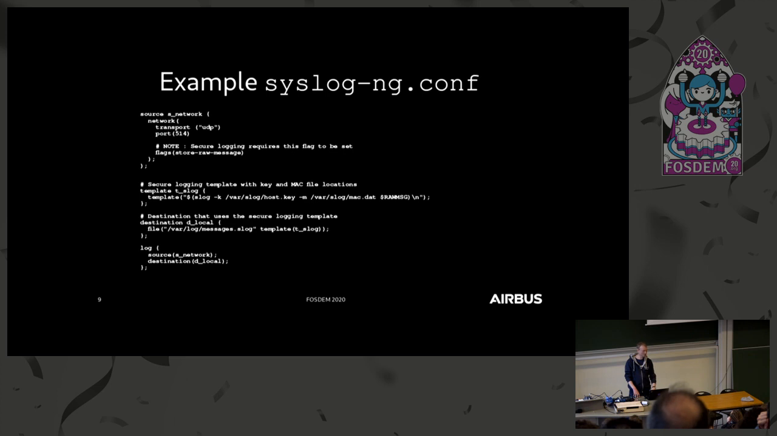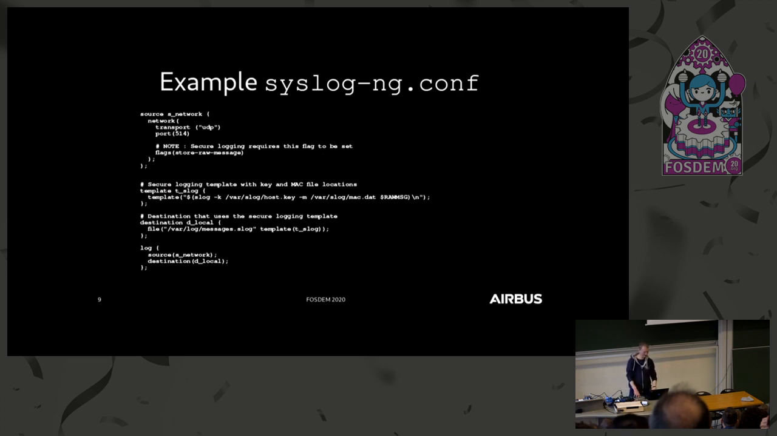We have two... Oh, you don't see the mouse. Okay. So you look at the template line there. Then you have the syslog minus k, which is the location of your key file, so where you store it. The minus m is the location for the MAC file. And that dollar raw message gives you actually access to the raw log message that was received at the source.